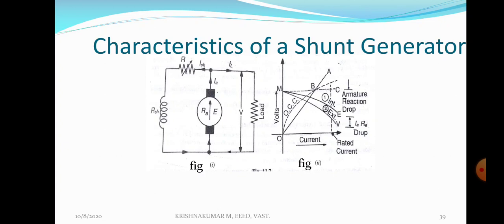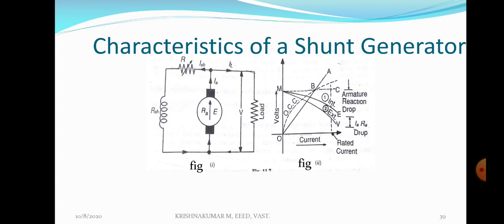So E is always less than E0, where E0 is the generated EMF under no load condition and E is the EMF under load condition. In the internal characteristic it is E versus IA; in the OCC it is E0 versus IF. E0 minus armature reaction effect is equal to E. Therefore, E is less than E0. Because of the armature reaction effect, EMF at loading condition is less than EMF under no load condition. Therefore, the internal characteristic lies below the OCC. That is the meaning of that sentence. I think it is clear.